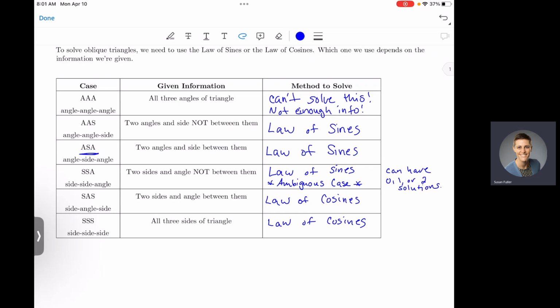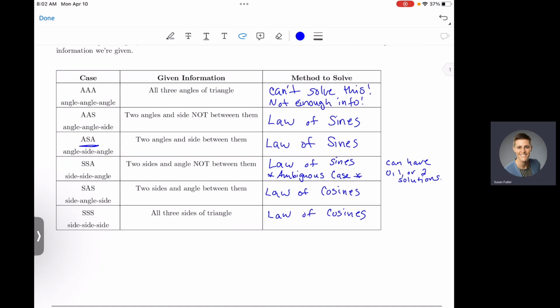Now, the reason we can solve a side, side, side when we could not solve an angle, angle, angle is because when you have all three angles, again, we don't know the scale of it because all similar triangles have the same three angles in a triangle, but different sizes. But with side, side, side, knowing the length of the three sides locks in both the size and the shape of your triangle. And so we can solve that one. And the law of cosines is going to help us do that.